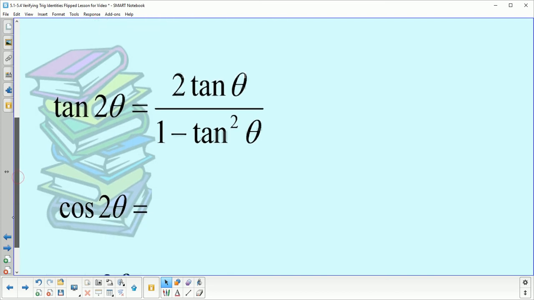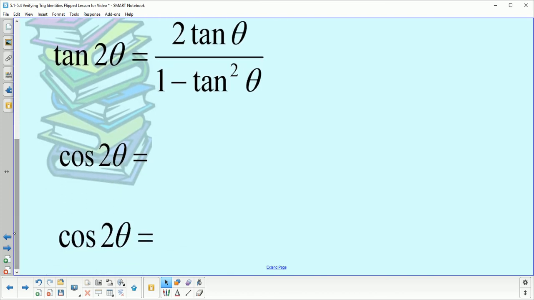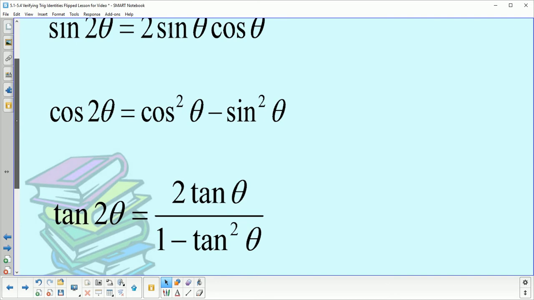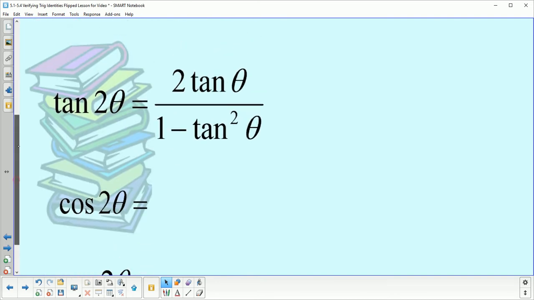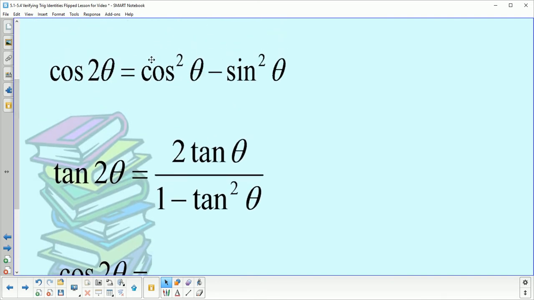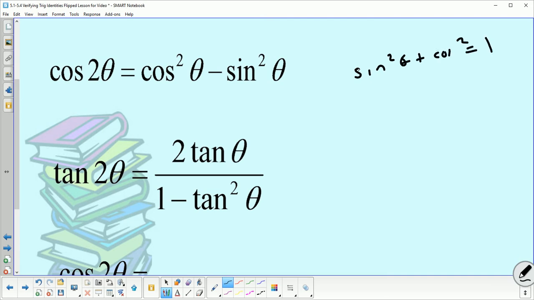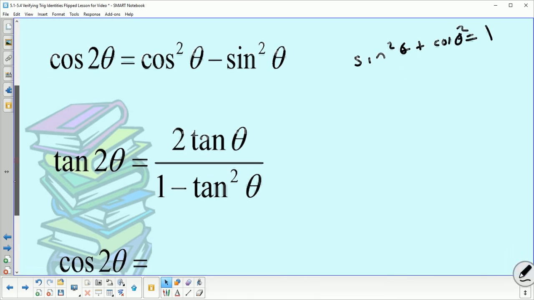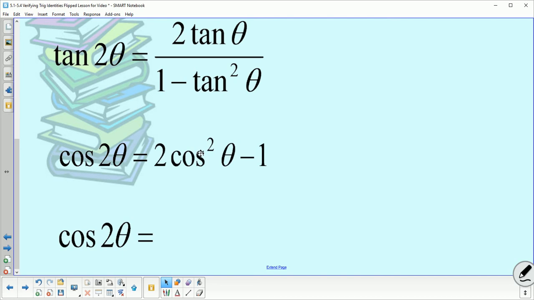And in fact, cosine of 2 theta has 3 formulas in total. And essentially that's because of our Pythagorean identities. So in other words, we could substitute something in for one of these 2 from our Pythagorean identities, which, remember, we said was sine squared theta plus cosine squared theta equals 1. If we solved one of these for sine or for cosine and substituted in, we'd get our 2 other formulas, 2 cosine squared theta minus 1, or 1 minus 2 sine squared theta.